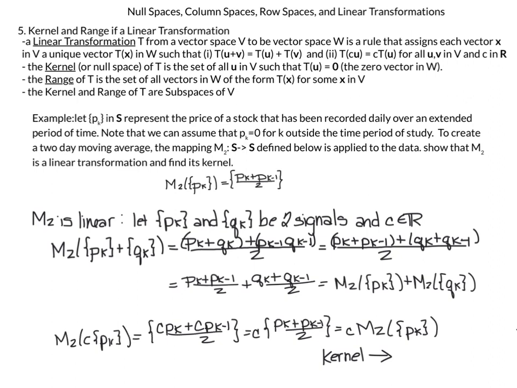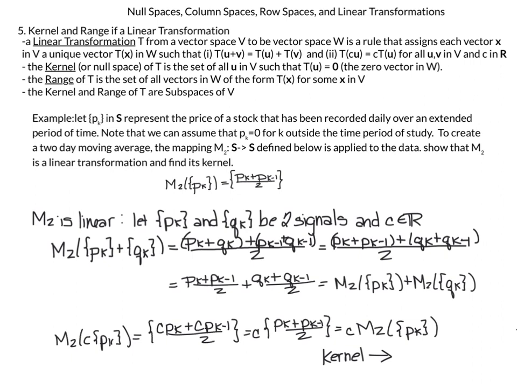For it to be linear, we have to have 2 sequences. Say this is stock A, this is stock B. They're 2 signals, and we want to show M2 works if we add the prices. So again, the adding is day by day. So we have p_k plus q_k. So this is day k. So we have one stock and another stock. And then for the day before, we have p_(k-1) plus q_(k-1). And this should be a plus over here.